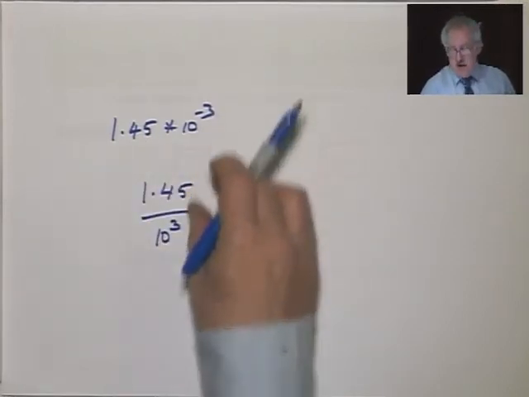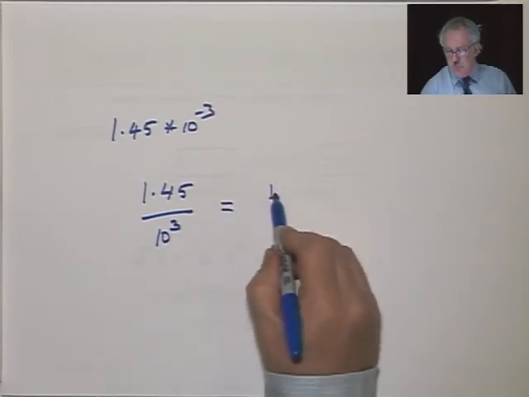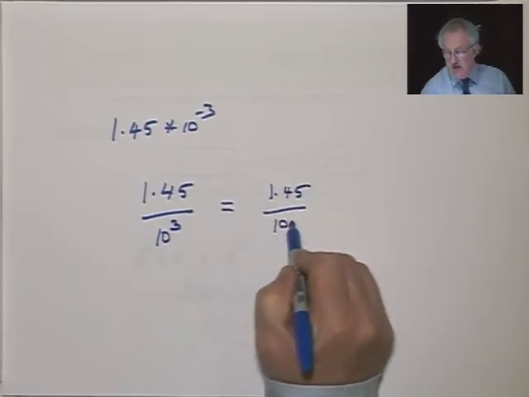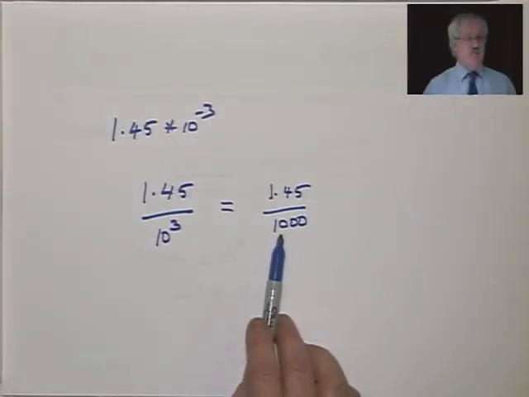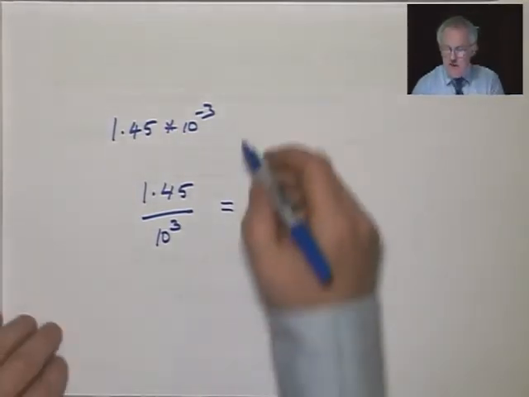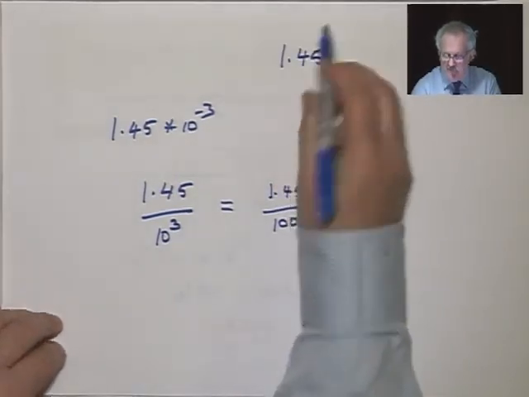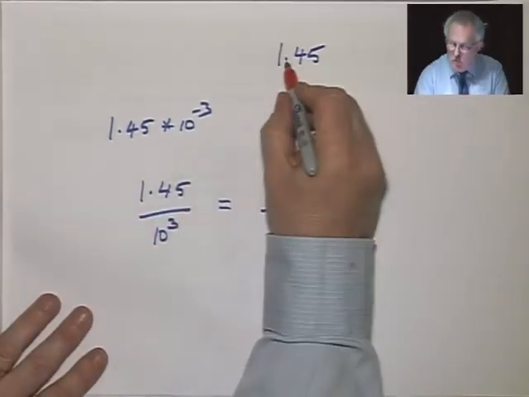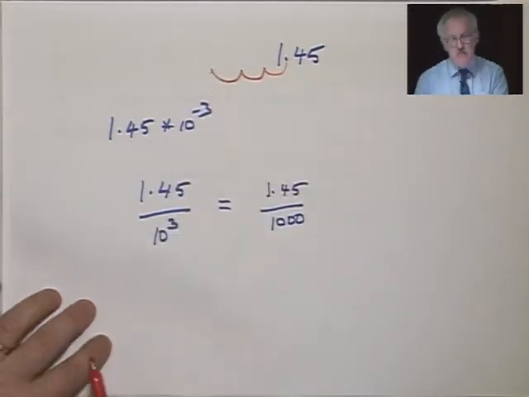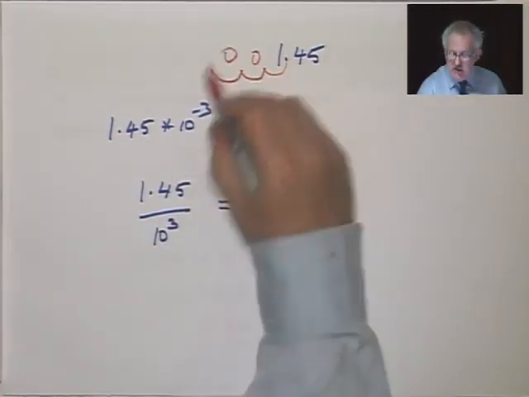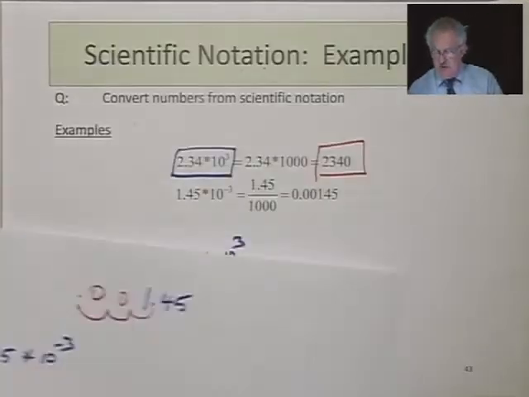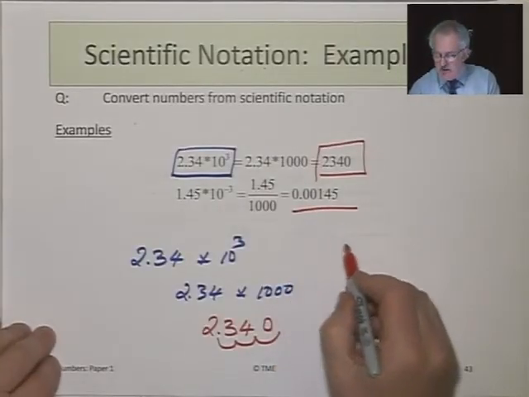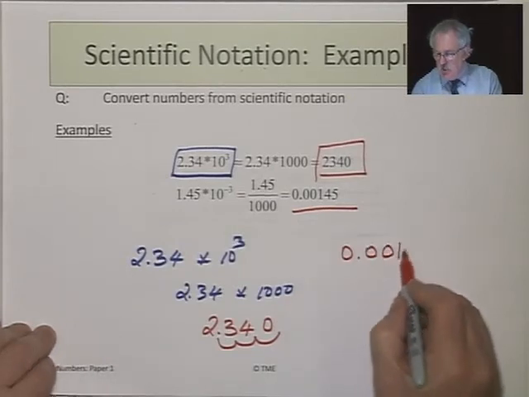That on the minus on the top, that on the plus on the bottom. That's 1.45 divided by 1,000. It's really saying there are 3 times you've got to shift on the bottom, and you're getting smaller. So if it's 1.45, we're going to go 1, 2, 3. So we're going to pick up a lot of noughts here to get to here. So we'll end up then with 0.00145.